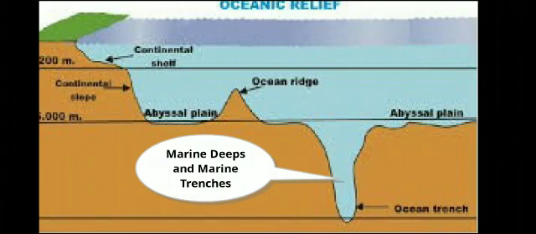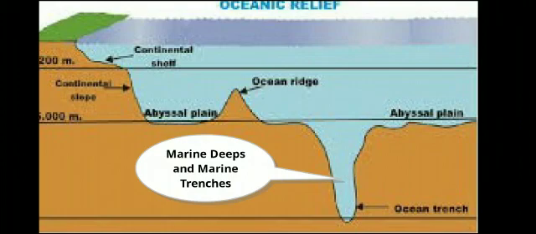Now next one, marine deeps and marine trenches. On the ocean bed, there are some landforms which are deep. Sometimes they become very narrow and sometimes they become very deep. These deeps and steep slopes are called marine deeps and trenches on the ocean floor. We can see in this image the ocean trenches.